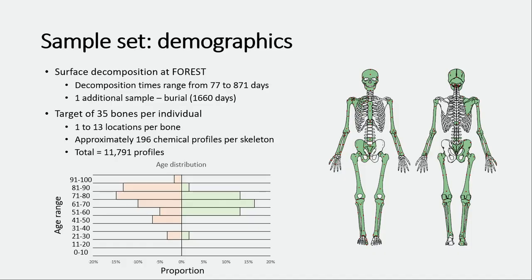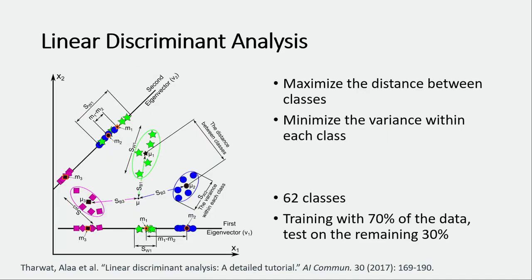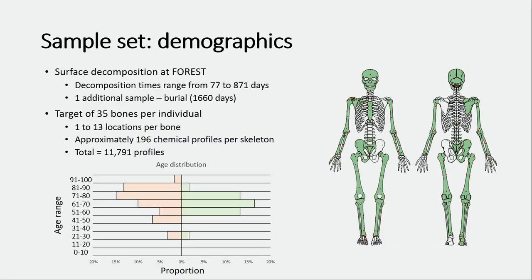Depending on the size, we could get more or fewer landmarks. So you can see here, oops, here I go. You can see all the landmarks that we analyzed on each skeleton, and that gave us just shy of 12,000 elemental profiles for 62 individuals. So now we have that. Great. Let's go to the reassociation and the data analysis.